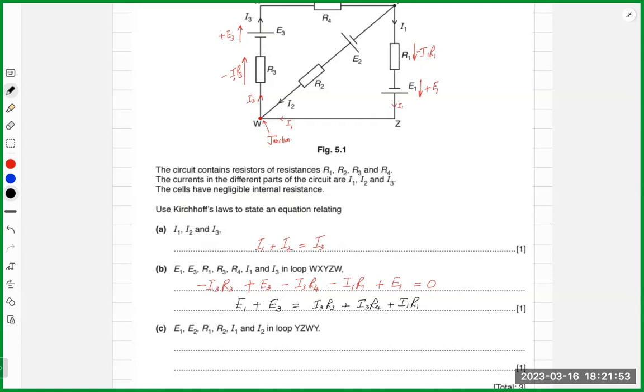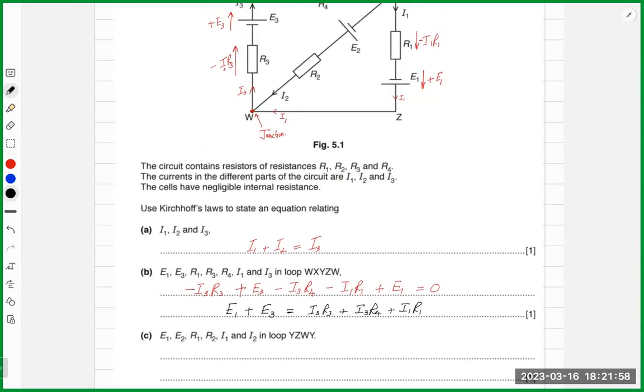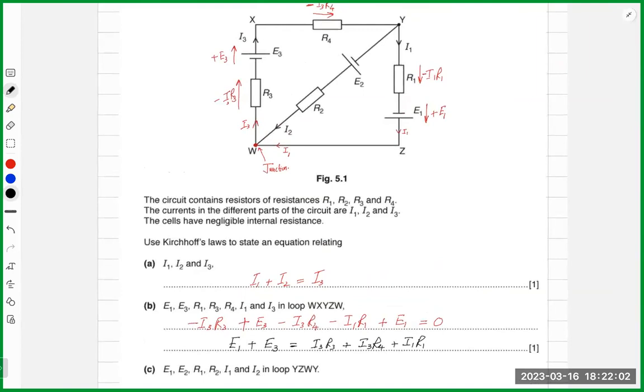Let's see, Y, Z, W, Y. I will recommend that you should give it a try. Because in a case of opposite EMFs, E1 and E2 are not in favor of one another.